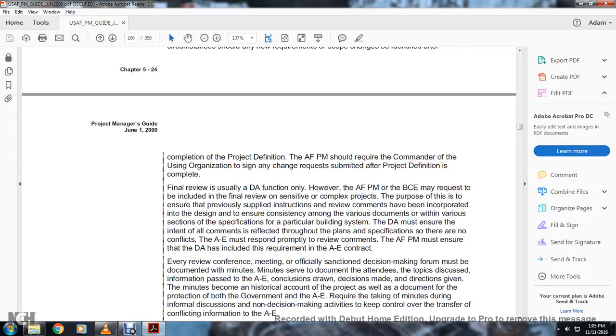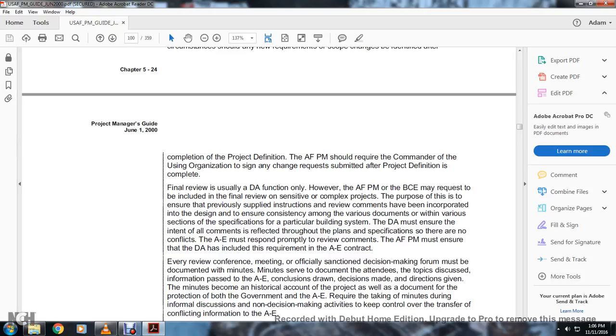Final review of the DA functional. However, the Air Force program manager or base civil engineering may request to include the final review of a sensitive or complex project. The purpose is to ensure previously supplied instructions and review comments have been incorporated into the design, and to ensure consistency among the various documentation, the various sections, and the specifications of the particular building system.